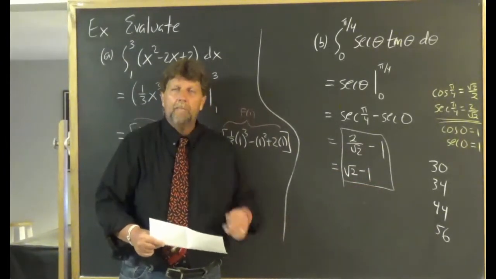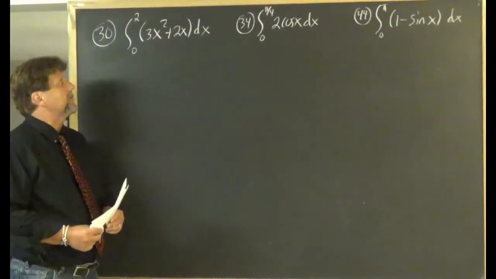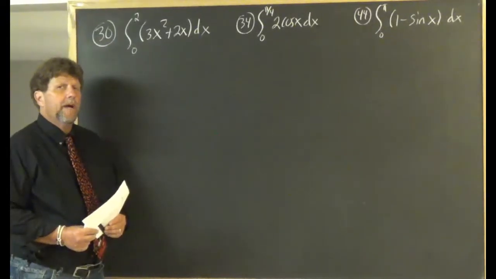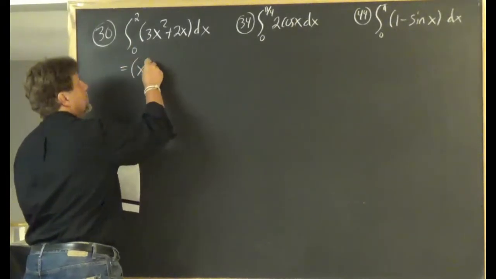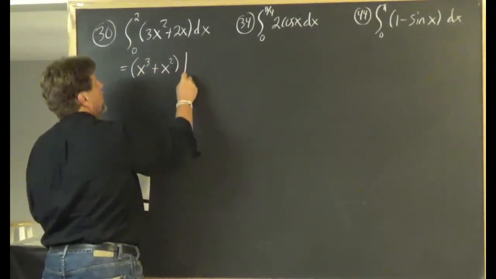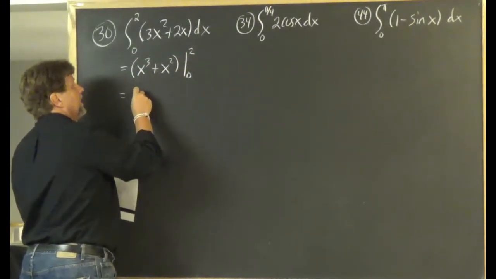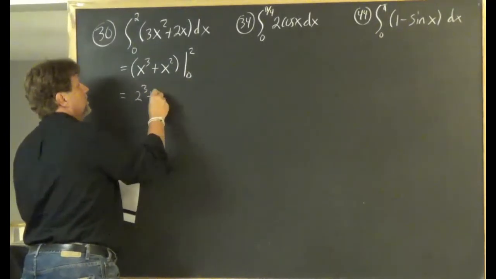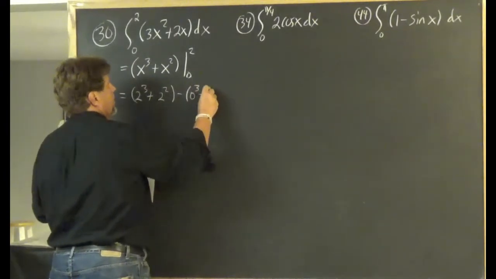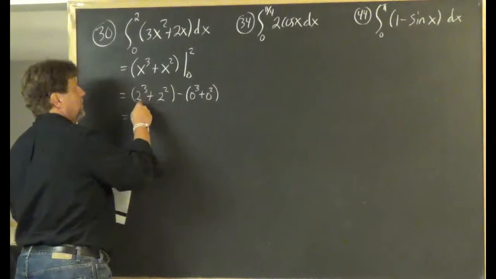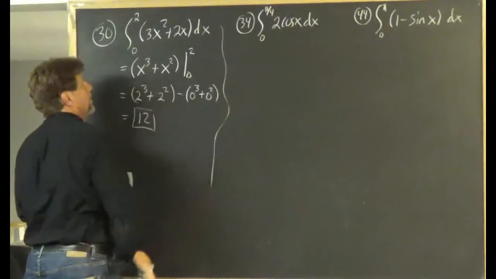Once you're done with them, I'll be here at the board working through them, and hopefully you'll have correct answers. All right, folks, in 30, you're asked to integrate from 0 to 2, 3x squared plus 2x dx. Get an antiderivative. Antiderivative is just x cubed plus x squared. Evaluate that from 0 to 2, so 2 comes in for the x, and you get 2 cubed plus 2 squared minus 0 cubed plus 0 squared, 12. Hopefully you got 12 for number 30.